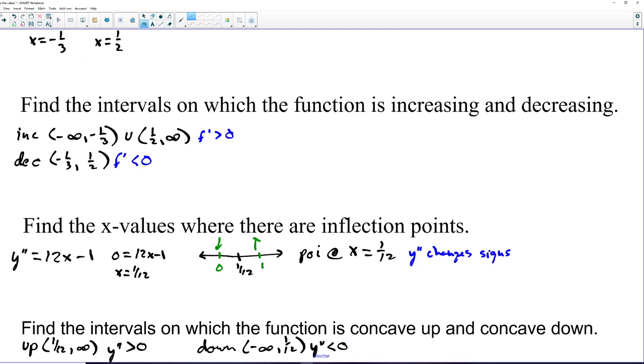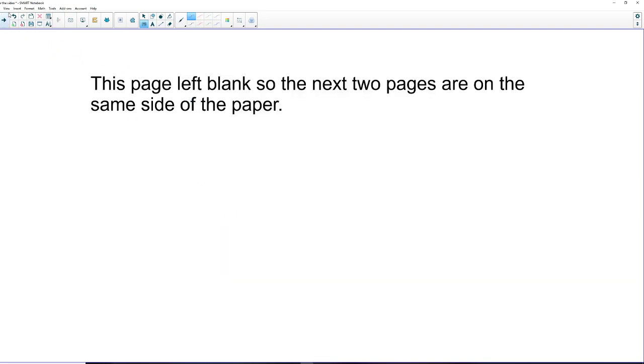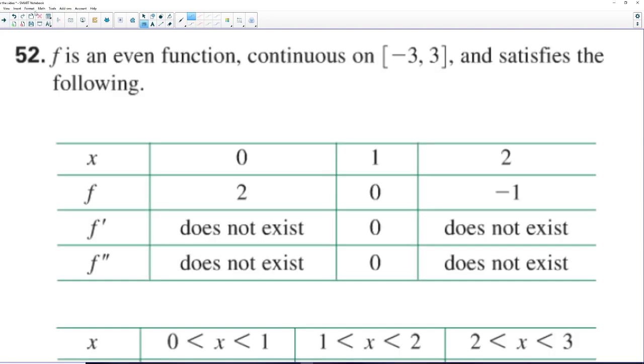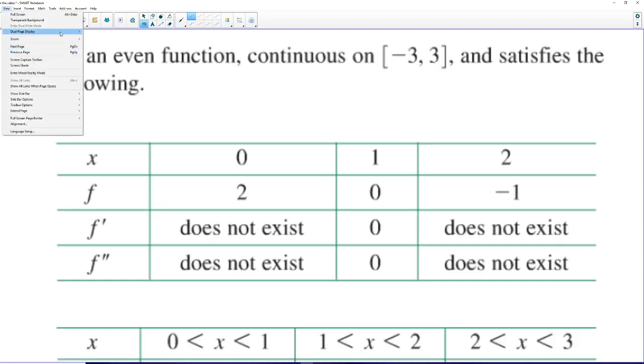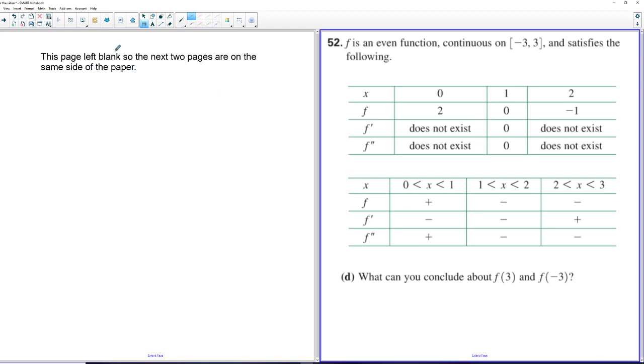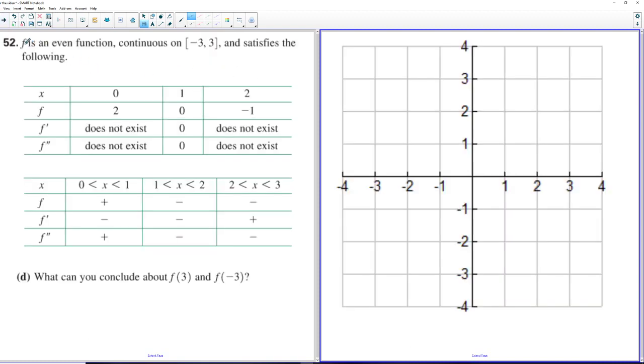All right, let's go to the next page. F is an even function, continuous on -3 to 3, and satisfies the following. We have an x value and an f of x. So we have the point 0, 2. Here's the point 0, 2. We have the point 1, 0, and the point 2, -1. So we have those 3 points.